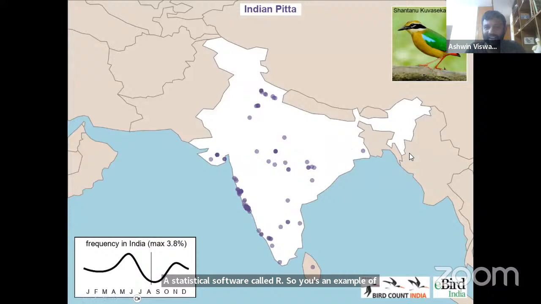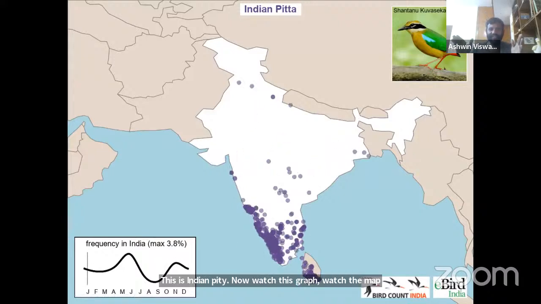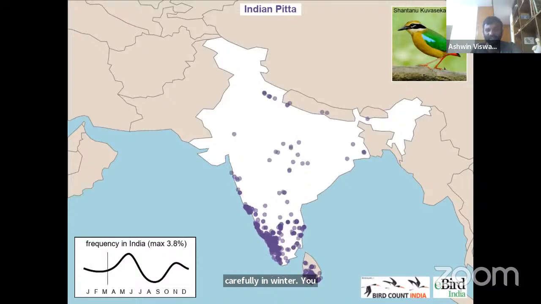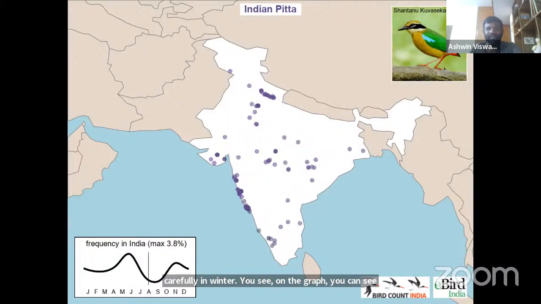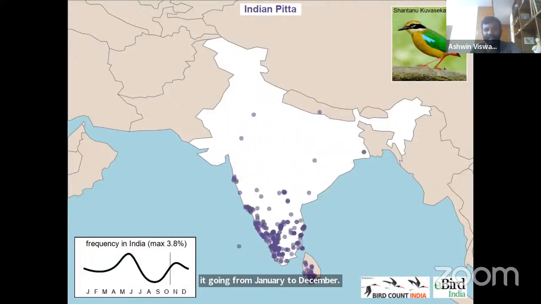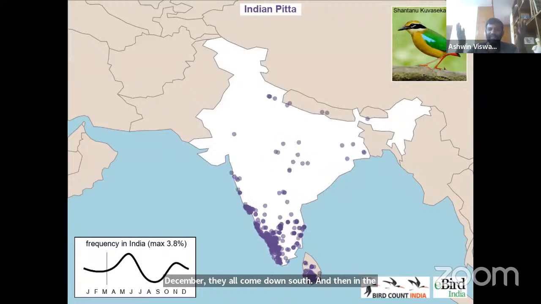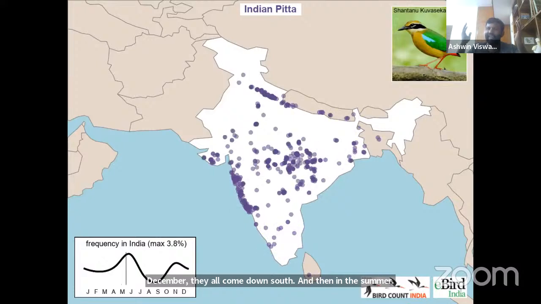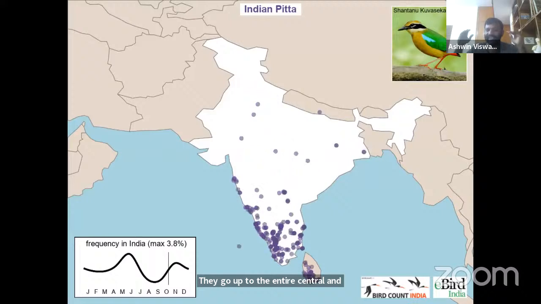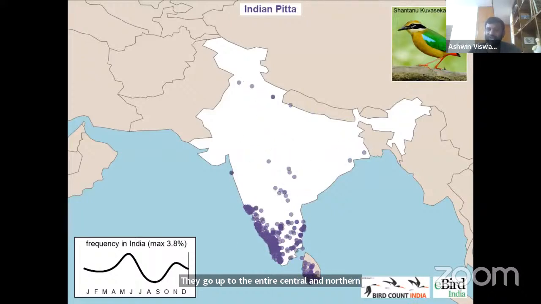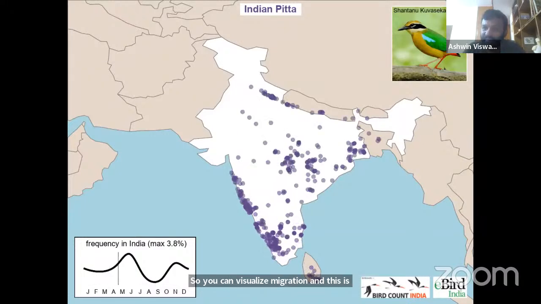This is Indian pitta. Now watch this graph, watch the map carefully. In winter, you can see on the graph, it going from January to December. As it comes closer to September, October, November, December, they all come down south. And then in the summer, they go up to the entire central and northern subcontinent. They leave the south. Then they come back to the south and Sri Lanka in winter. So you can visualize migration, and this is really useful to understand it better.